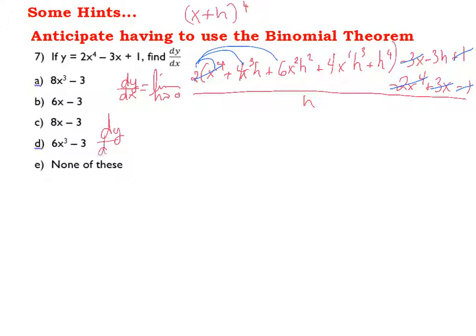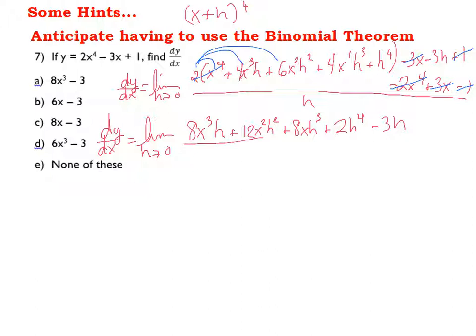dy/dx is equal to, I have not yet evaluated the limit, so let's leave the limit there. And I'm going to distribute the 2. Now the 2x to the 4th canceled out, so I'm going to be left with 8x to the 3rd h plus 12x squared h squared plus 8x h cubed plus 2h to the 4th. So I've got that all distributed. And I still had left over there a minus 3h. Oh, and I guess that's it. Now that's all over the h. Good, so I was able to squeeze that in a little bit better that time.